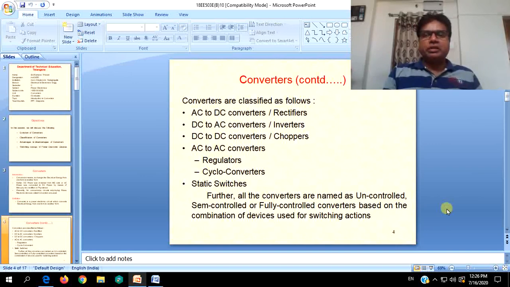So strictly speaking, converter means it can be any type of power electronic converter which converts electrical energy from one form to another form. So the classification of converters is given like this. Basically, AC to DC, which is the most extensively used one, because the total transmission, power distribution and generation is AC. For various controls, you have to convert it into DC, which is called rectification. AC to DC conversion is called rectification.